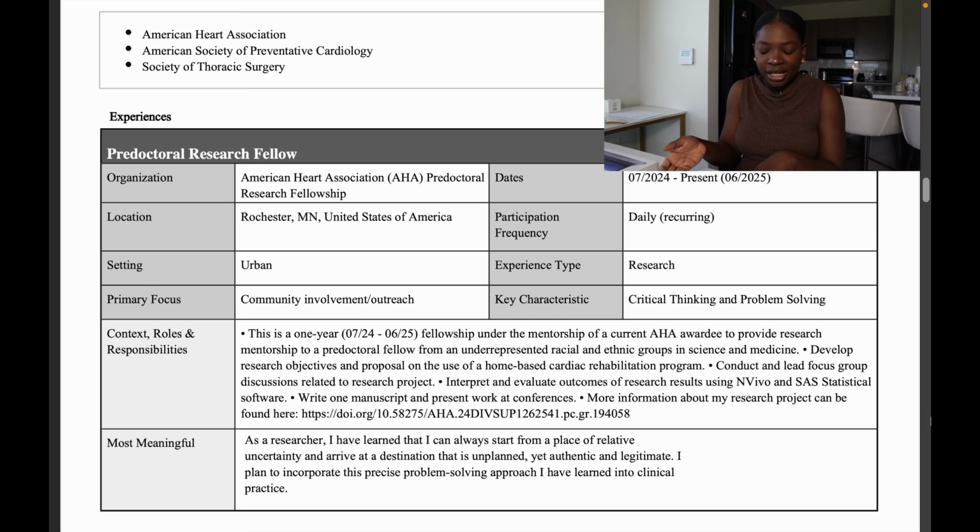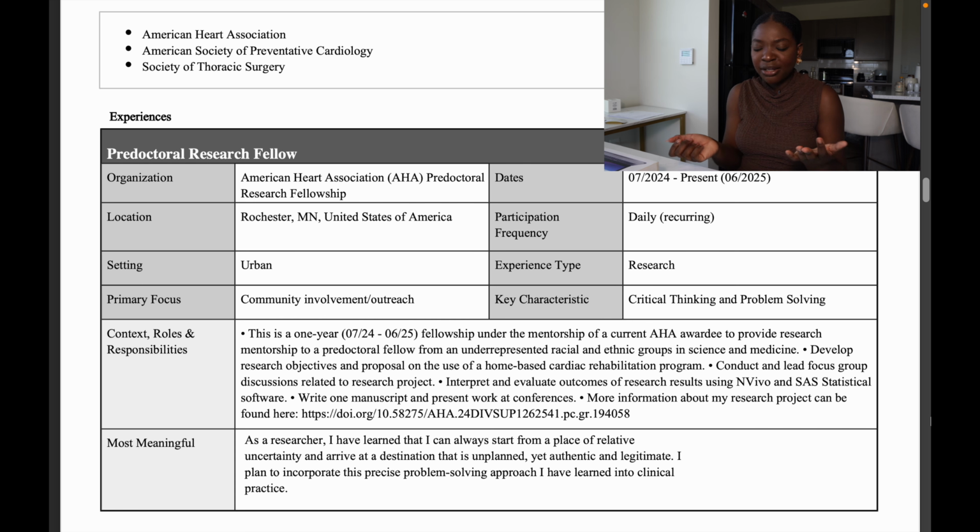The next thing I put down, these are the nuts and bolts. What's this about? What was my role? To develop research objectives and a proposal on the use of a home-based cardiac rehabilitation program, conduct and lead focus group discussions related to the research project, as well as interpret and evaluate outcomes of research using NVivo and SAS statistical software. And the outcome was to write 1 manuscript and present my work at conferences.